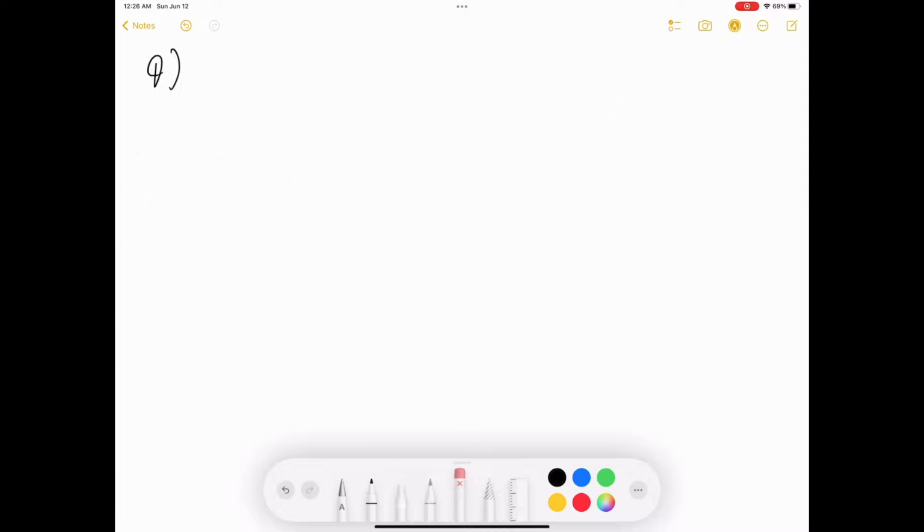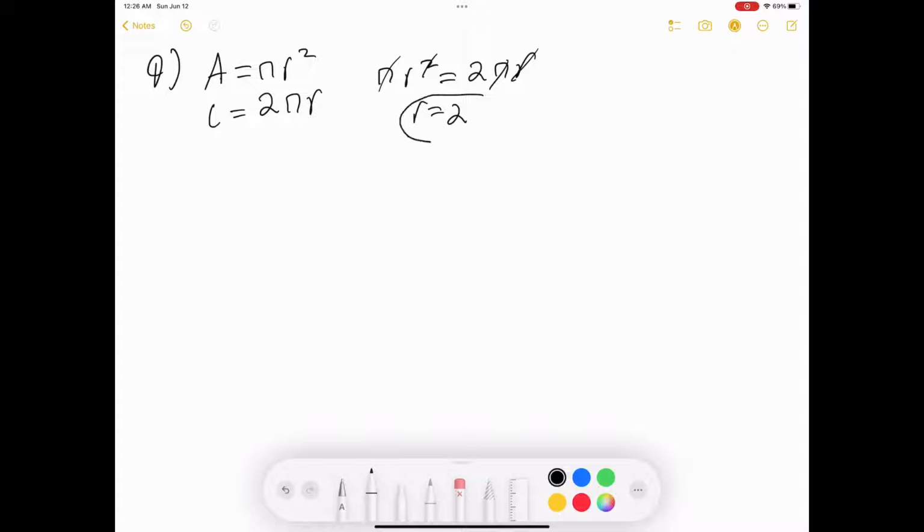Next up, we got a real quick question, just making sure that we know the circumference formula for a circle and the area formula for a circle. We got a circle that has an area equal to its circumference, so pi r squared is going to be equal to 2 pi r. We can cancel out that pi, cancel out one of the r's, and just get r equal to 2.